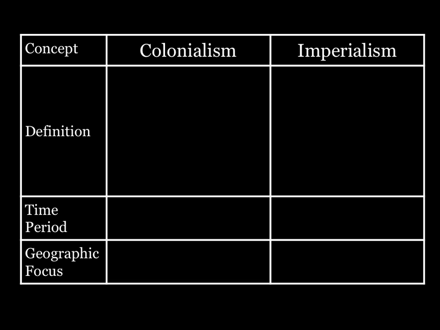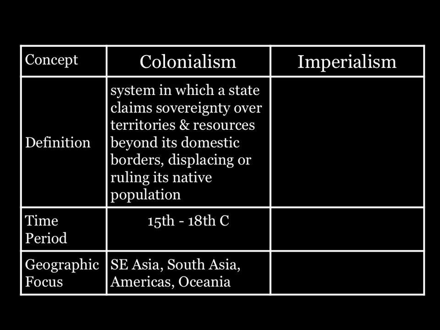Well, let's study that by looking at the differences between colonialism, which is an era we've already covered, and imperialism. So you can see, colonialism is a system, and in this system, a state claims sovereignty, state power, over territories and resources that didn't originally belong to it. And as a result of this, they displace or rule the native population. And as a result of that, you have increasingly large empires, which are meant to be settler empires. So Great Britain sent settlers to North America. Spain sent settlers to Mexico.